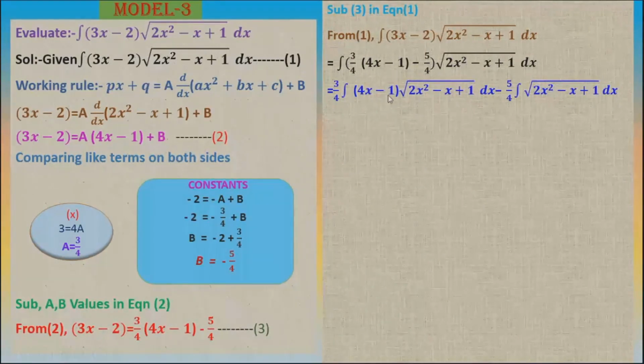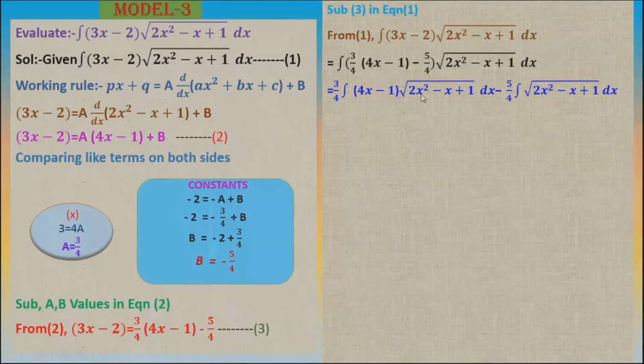Yes. Here 2x square minus x plus 1 is a quadratic term. Its differentiation is how much? 2x square differentiation is 4x. And minus x differentiation is minus 1. And 1 differentiation is 0 because it's a constant. So 4x minus 1 is the differentiation of 2x square minus x plus 1.